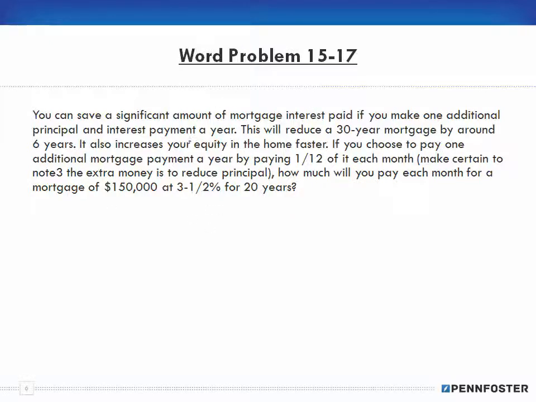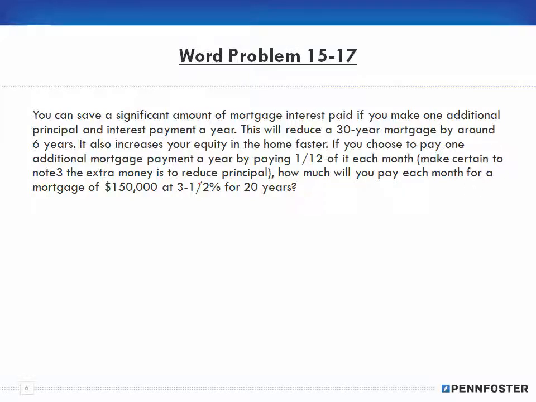But anyway, so this will reduce the 30-year mortgage by around 6 years, and also increases your equity in the home faster. If you choose to pay one additional mortgage payment a year by paying 1/12 of it each month, make certain to note the extra money is to reduce principal. Geez, didn't I just say that?